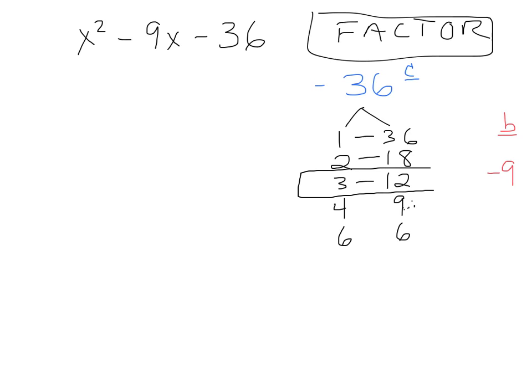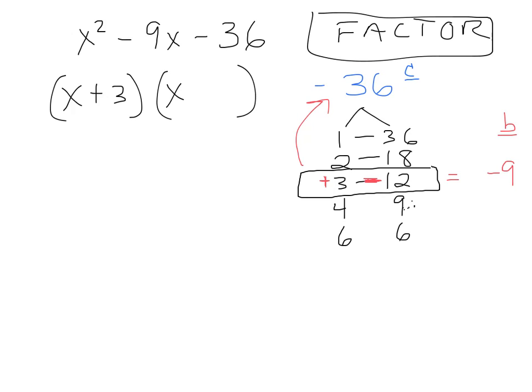Now we've got to decide what are the signs on these numbers to create a negative 9. Just so happens the 12 already looks like it. It's negative 12 with a positive 3. That can multiply back up to negative 36 and can add for a negative 9. And that's it. Now we just write our binomials with x in first position and each of the factors making the second term in each of the binomials.